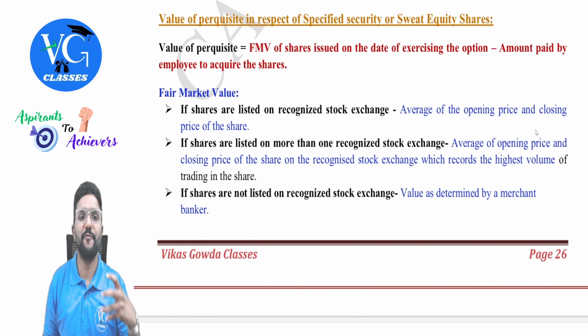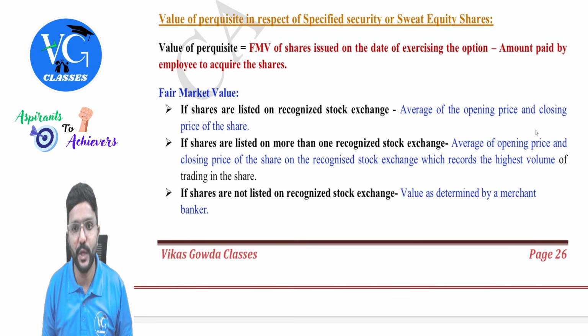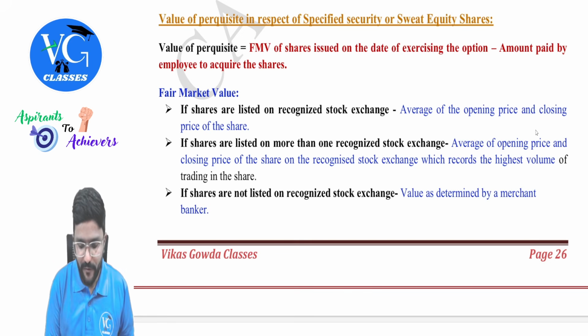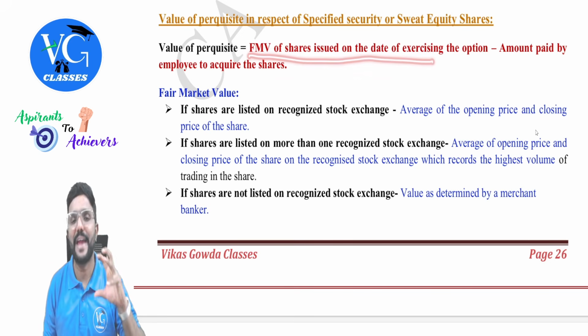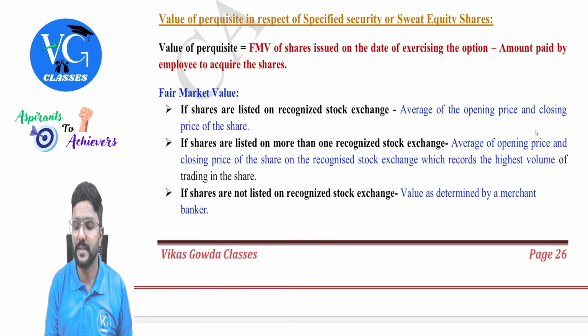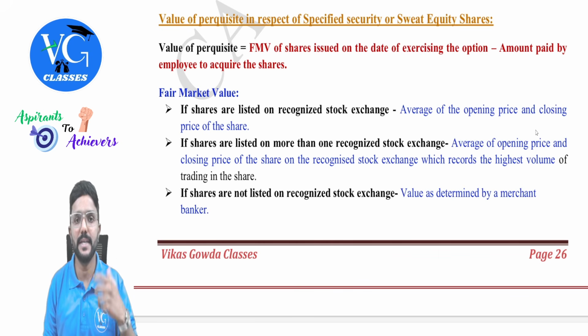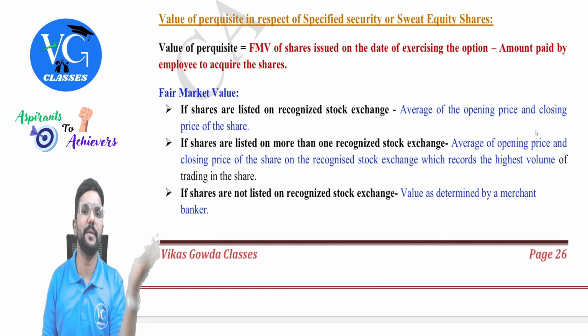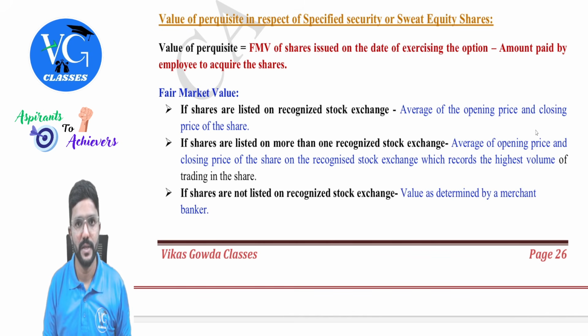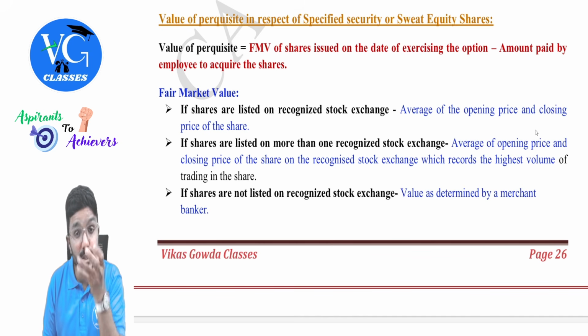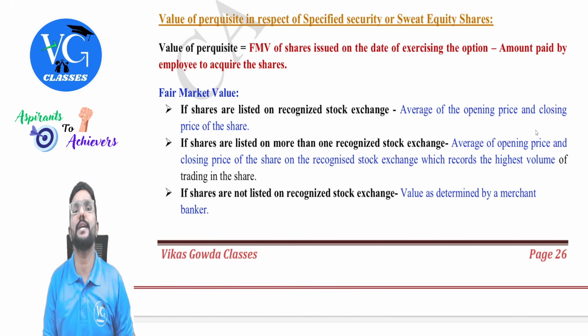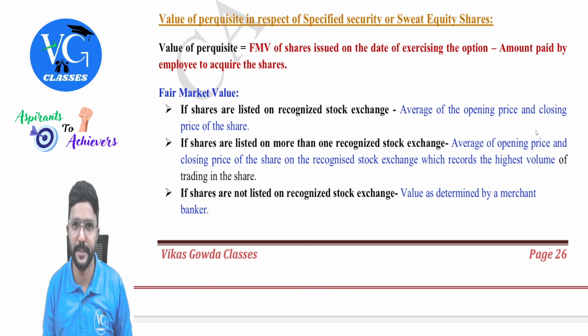Next. Value of perquisite in respect of specified security or sweat equity shares. Value of perquisite would be the fair market value of the shares on the date of exercising the option minus the amount paid by employee to purchase the shares. Clear? Under the sweat equity plan, or what we also call ESOP, the shares would be offered by the employer to employee at a discounted price. In such case, the discount part will be taxable in the hands of employee under the head salary.